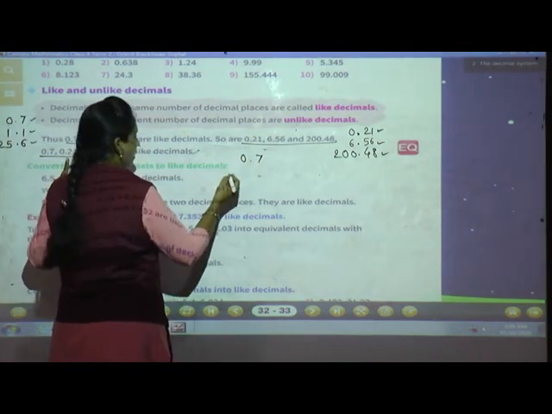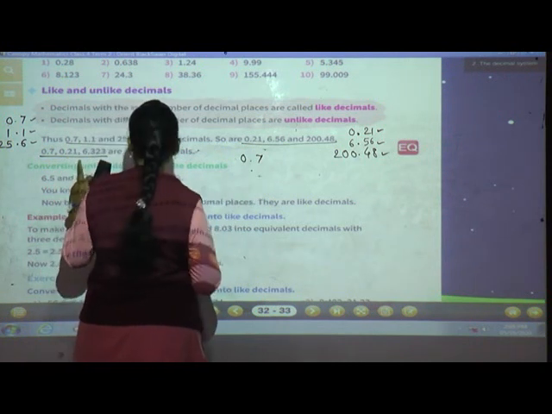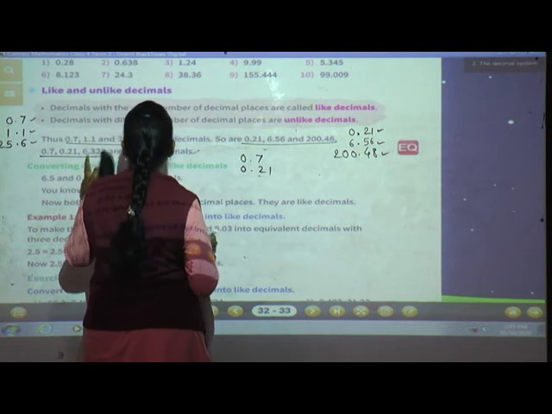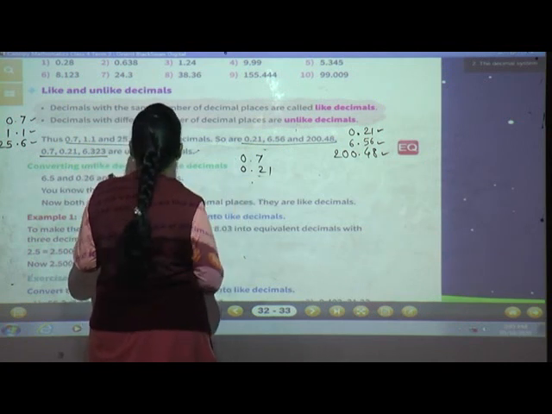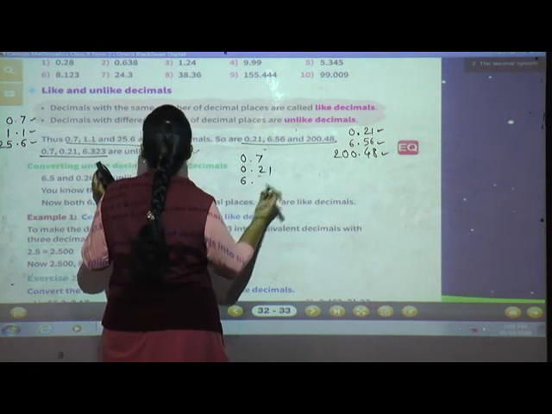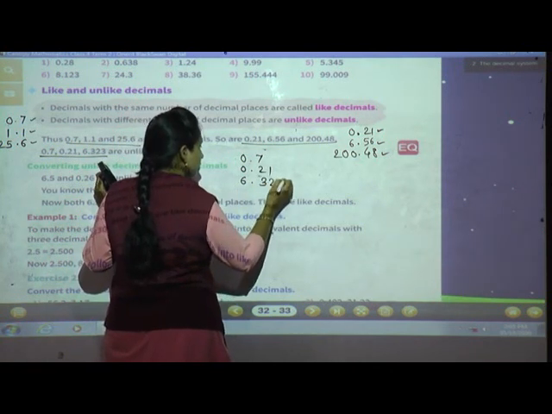0.7. Now the next decimal below decimal. Before the decimal is 0, after the decimal is 21. The next number below, give the decimal. Before the decimal point 6 is there. After the decimal point 3, 2, 3.